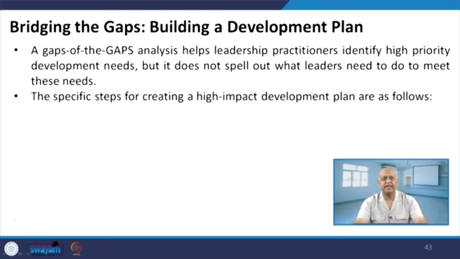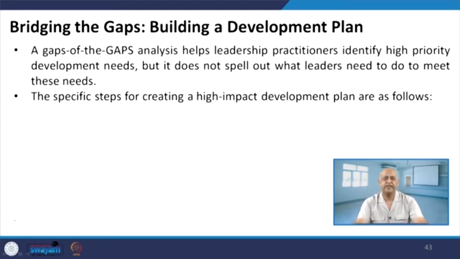So, therefore, in that case, what is important is this: identifying the goal, identifying these abilities, creating the perception, developing the standards. So, this will be building a developmental plan, right? So, therefore, practitioners identify high priority development needs.